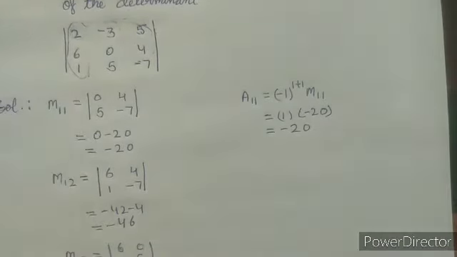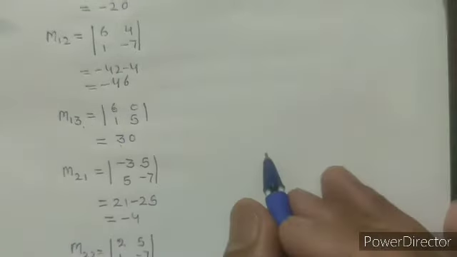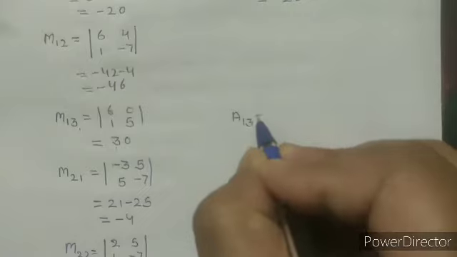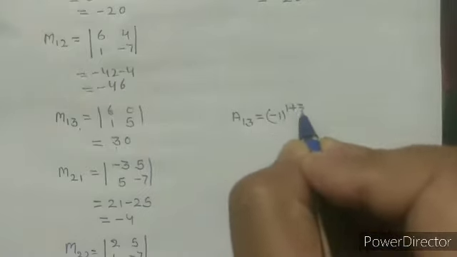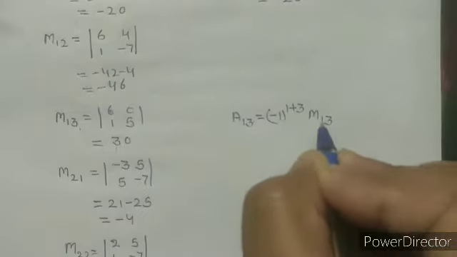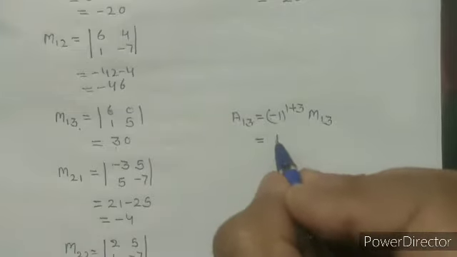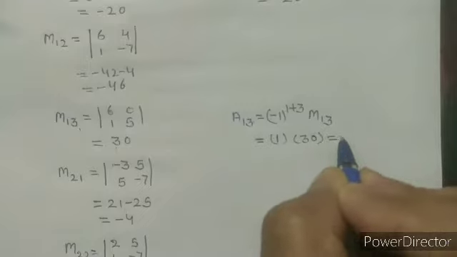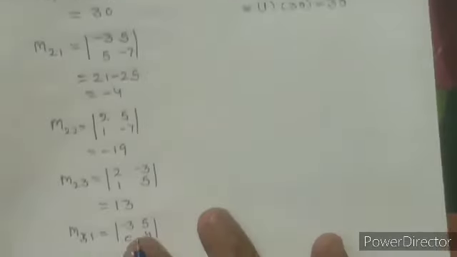Now similarly, we can find the cofactors of other elements also. Here I am finding the cofactor of M13. Now cofactor of M13 will be A13, and that will be minus 1 raised to power 1 plus 3 into M13. This will be equal to minus 1 raised to power 4. Now this will be positive. M13 is equal to 30, and that is giving us cofactor A13 as 30.